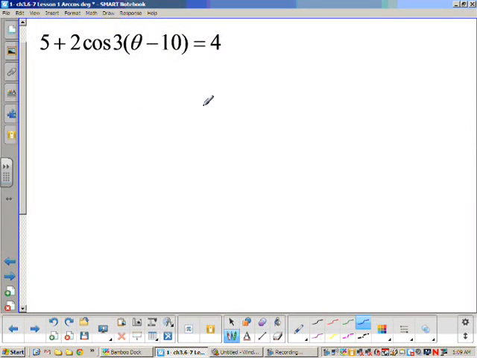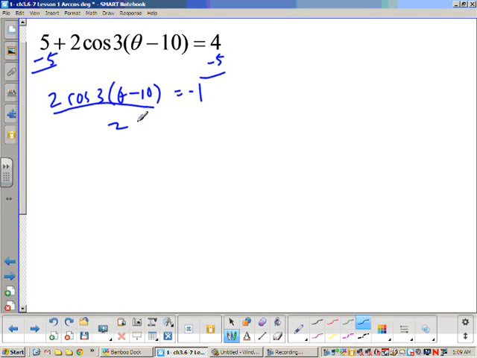And now we'll go ahead and solve this equation algebraically, just relying on our knowledge of the symmetry of cosine and our trig exact values. We're going to subtract 5 from both sides, giving us 2 cosine 3 theta minus 10. And then divide by 2 on both sides. We get cosine 3 theta minus 10 equals negative a half.